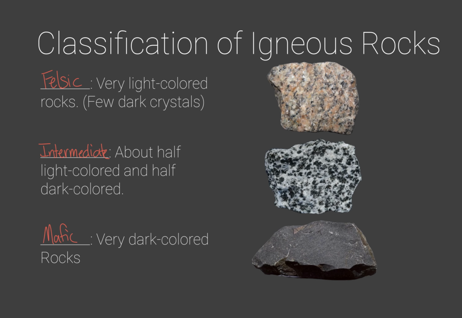Mafic rocks are very dark. You can see here is some basalt, and the basalt is almost entirely dark. You'll also find sometimes an even darker coloration of rock that's called ultramafic, but for our class, felsic, intermediate, and mafic are good enough.